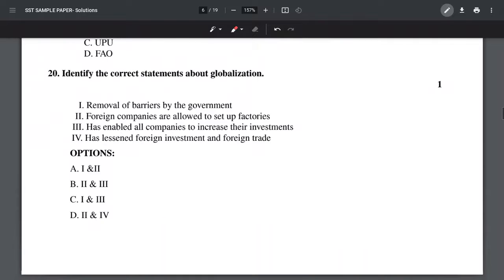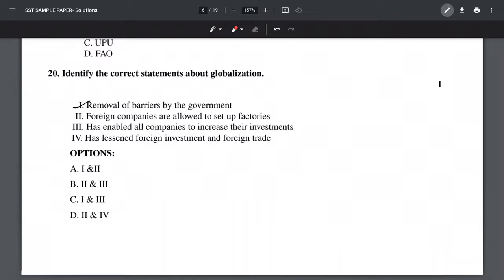Identify correct statements about globalization. A few statements again, and we have to identify which is correct for globalization. That's the last question for our MCQs. So, removal of barriers by the government. Barriers removed, so we will get more globalization, isn't it?